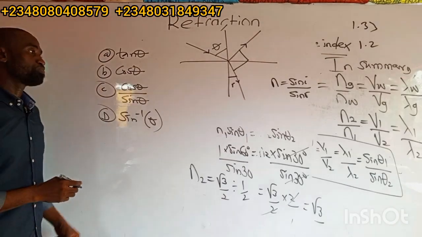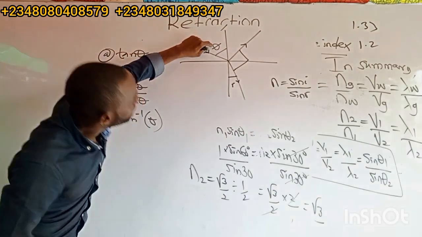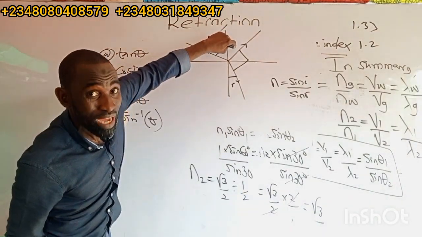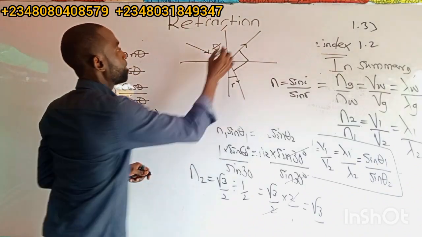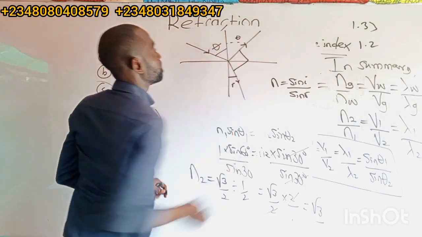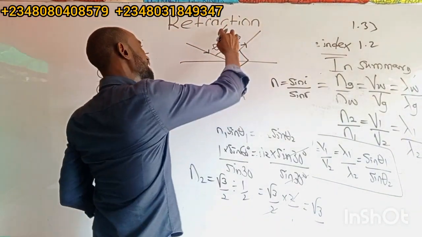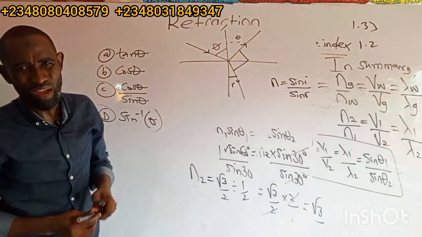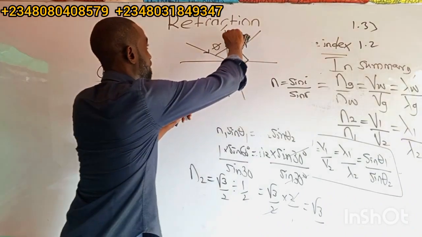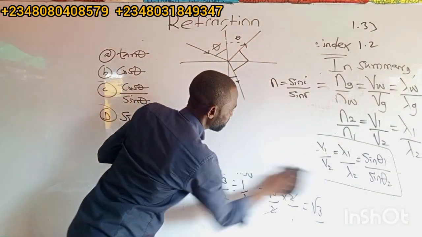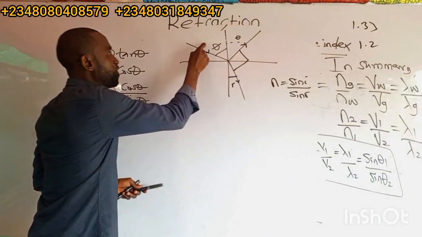Now, if this angle is theta, based on the second law of reflection, I'll put my theta here. If this angle is theta, this one is 90. This is a straight line. Are you with me? I want to solve it in another dimension. From here to here is a straight line, and what is the sum of angles on a straight line? 180.